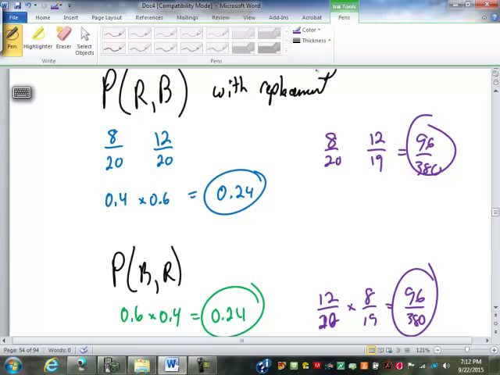What does matter is, if you were to just say what's the probability of getting one red and one blue, you'd have to account for the fact that it could be done in either order. And it gets a lot more complicated, and we're not going to get into that.